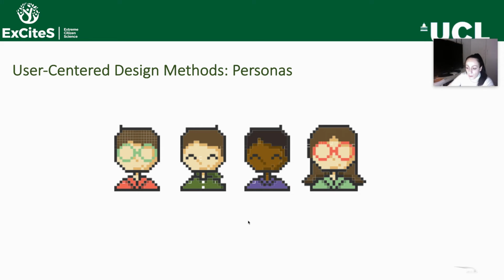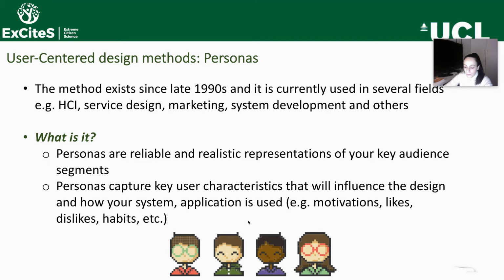So the method that we will be talking about is personas. The method exists since the late 1990s, and is currently used in several fields, not only human-computer interaction, but also service design, marketing, system development, and others. And they are reliable and realistic representations of your key audience segments, and are used to capture key characteristics that will influence the design of how your system or application is used, people's motivations, likes, dislikes, habits, and so on.